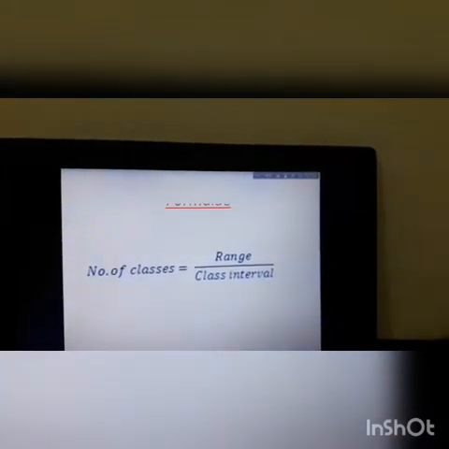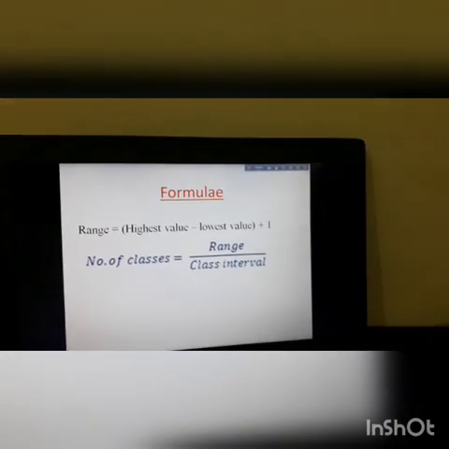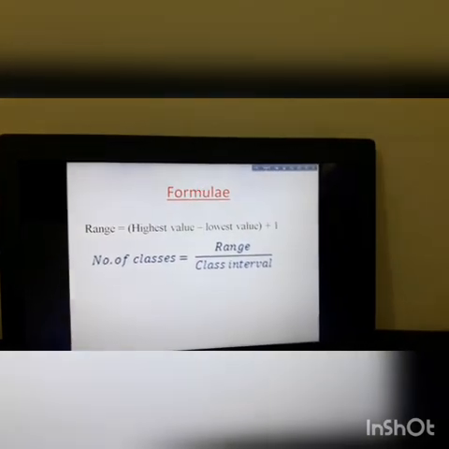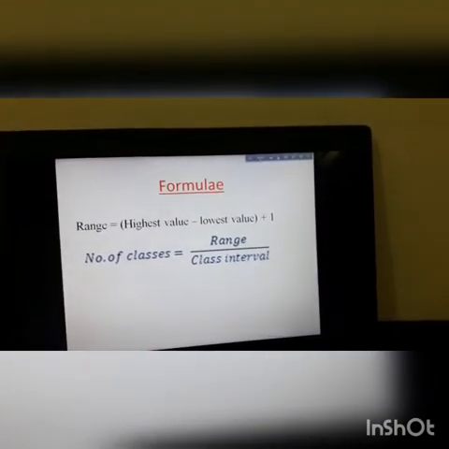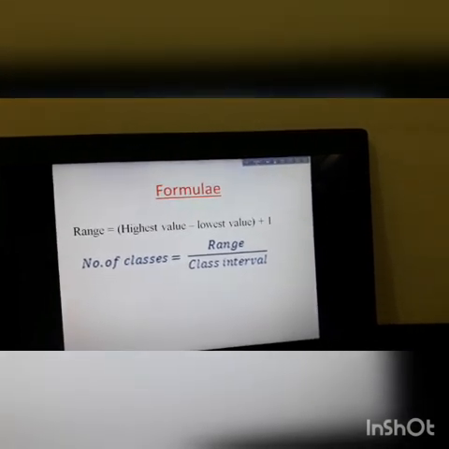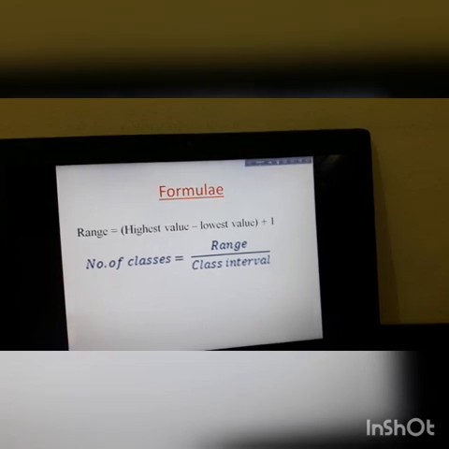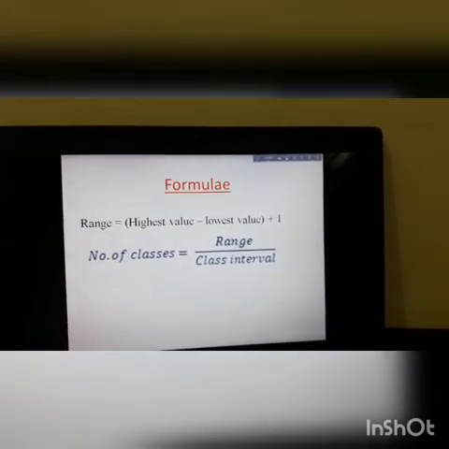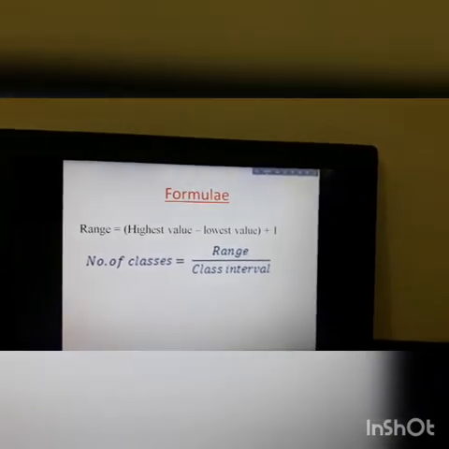Now let's see. To construct a frequency distribution, you should know what is range and what is number of classes. These two formulas: the range equals highest value minus lowest value plus 1. When I discuss the construction of a frequency distribution, in that moment I will explain in detail the formulas, range and number of classes.